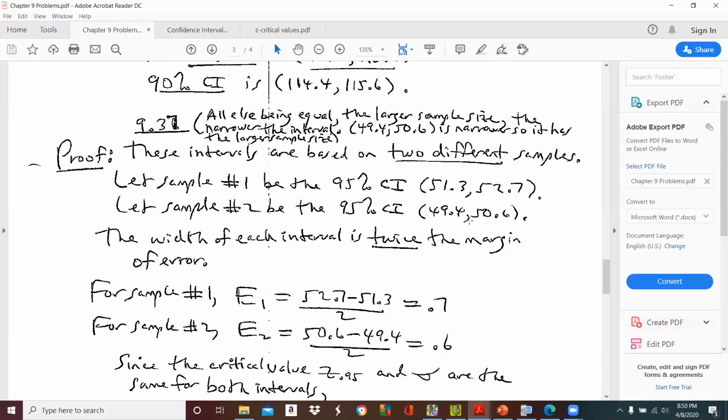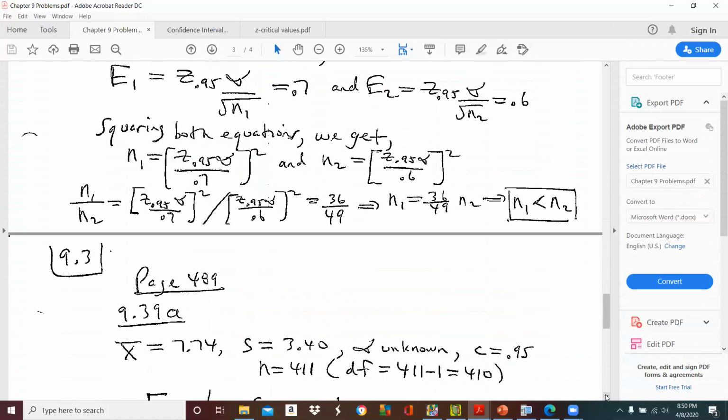So the bigger the sample size, the more narrow the interval, and we always want a narrow interval. It gives us a better estimate of the population. Hope that made some sense to you.